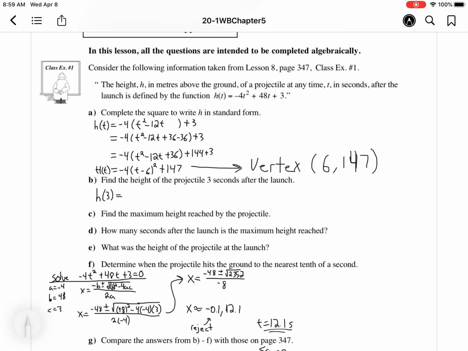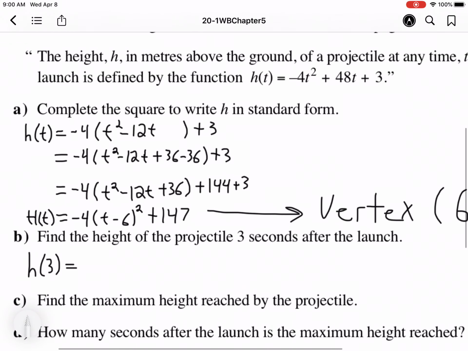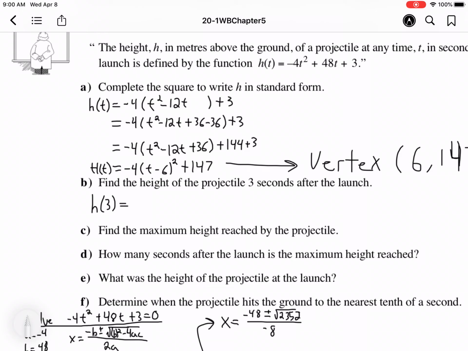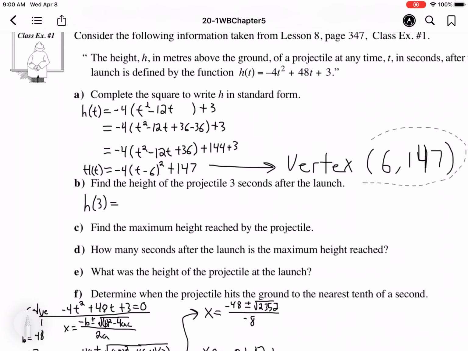Then I took the 36 out, and it became positive 144. Why? Well, I had to take the negative 36, and on its way out, it has to be multiplied by the negative 4. Okay, so it becomes positive 144. I then simplified by reducing this to a perfect square trinomial and 147. That tells me that my vertex is at (6, 147). That's good. Now we're going to basically answer the rest of the questions.